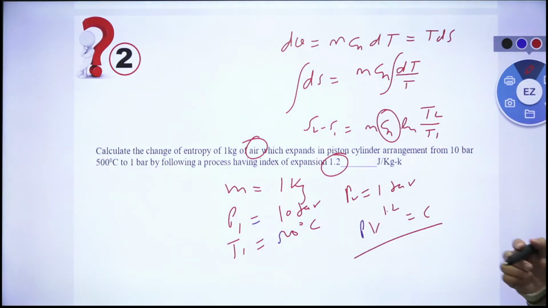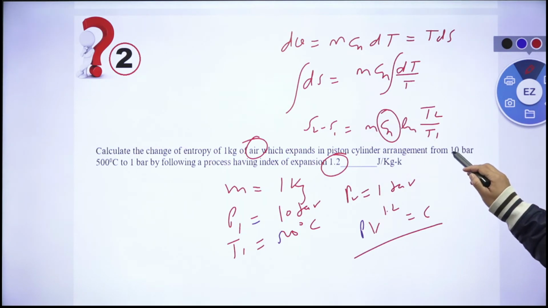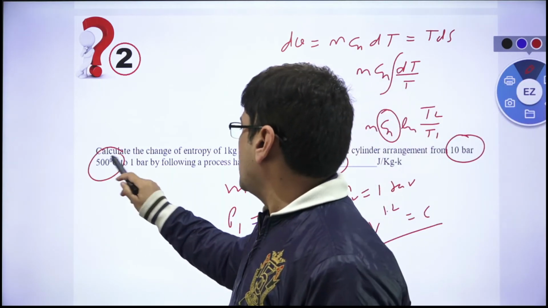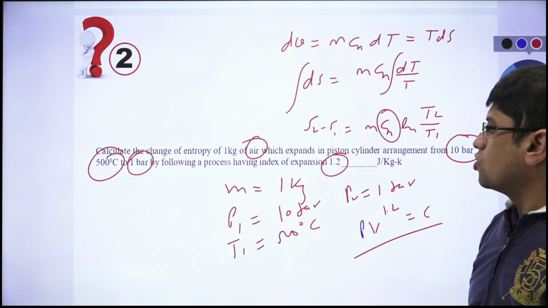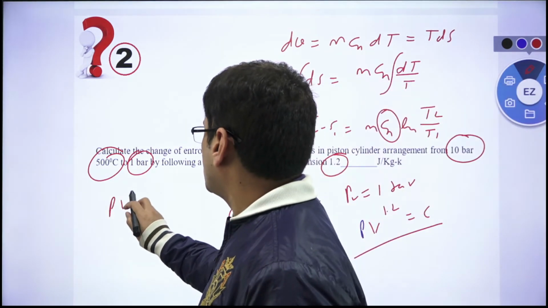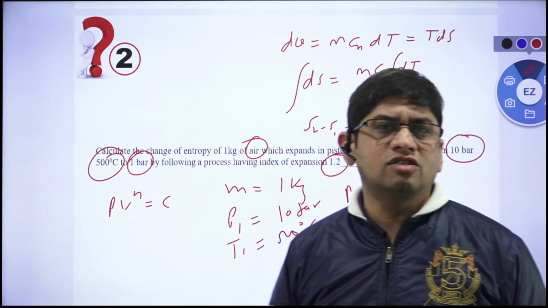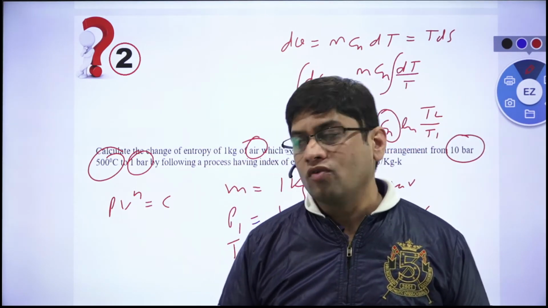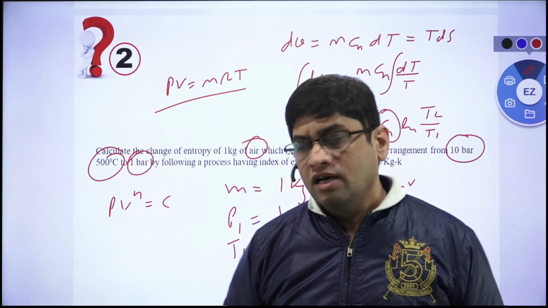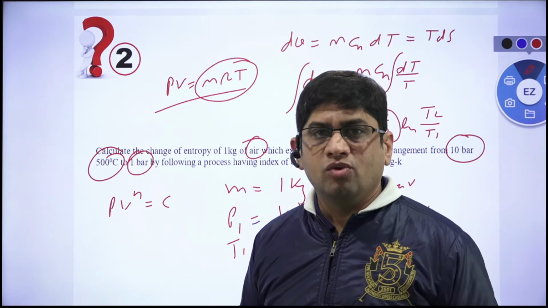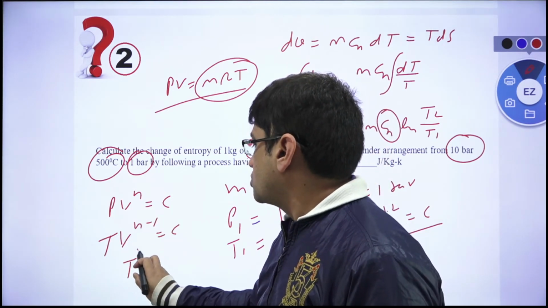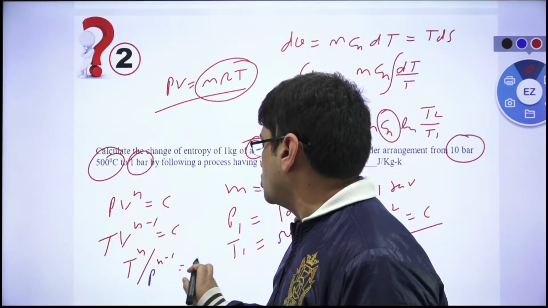In this case there is a piston cylinder mechanism with expansion from 10 bar, 500 centigrade to 1 bar. This process is already given to us. So I can write PV raised to power n is equal to constant, and for an ideal gas I can always write PV is equal to MRT. If I put the ideal gas equation into this formula, I get two more formulas: T V raised to n minus 1 is equal to constant, and T raised to n over P raised to n minus 1 is equal to constant.